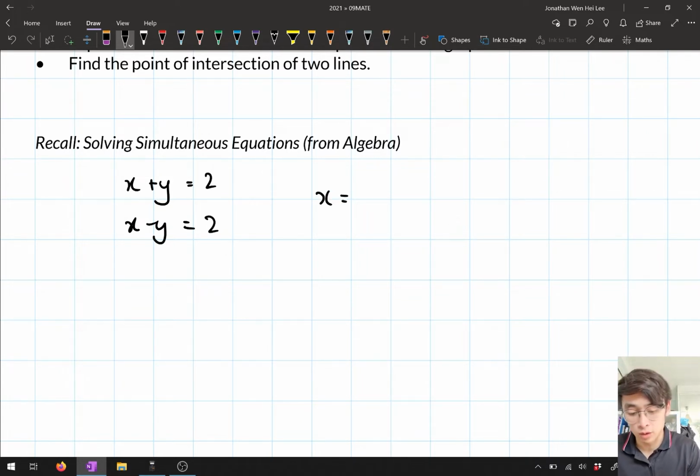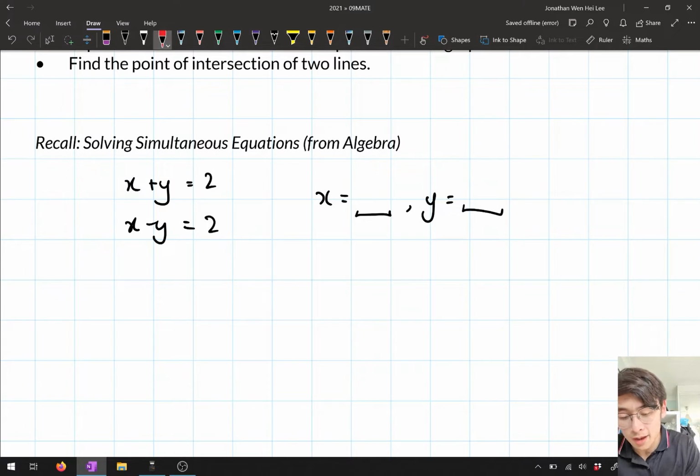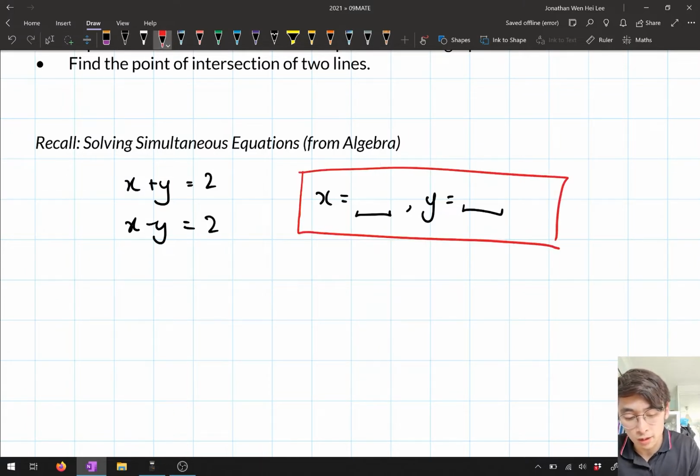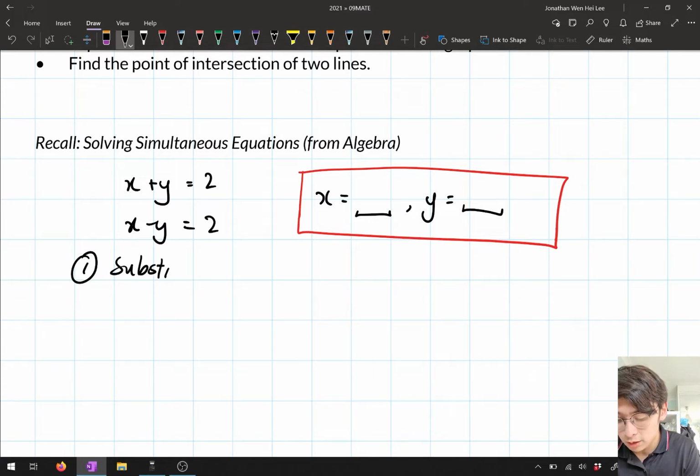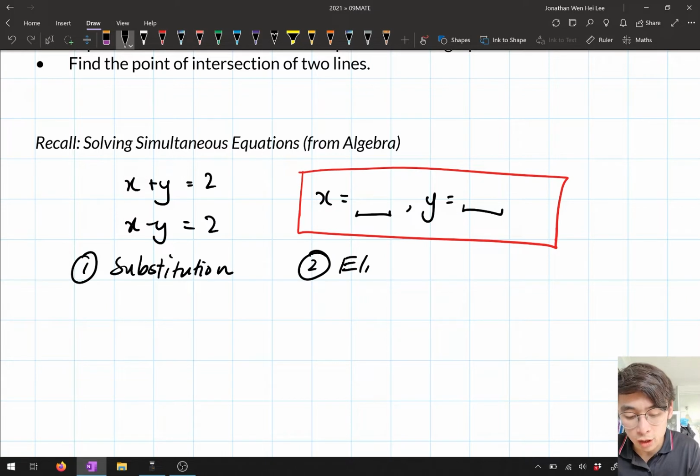You get x is equal to a number and y is equal to a number. And this makes up your solution to your simultaneous equation. So these, as a pair, make up your solutions to a simultaneous equation. And the way that you solved it was, well, actually you looked at two different ways of doing this. First of all, the substitution method, or you did the elimination method.